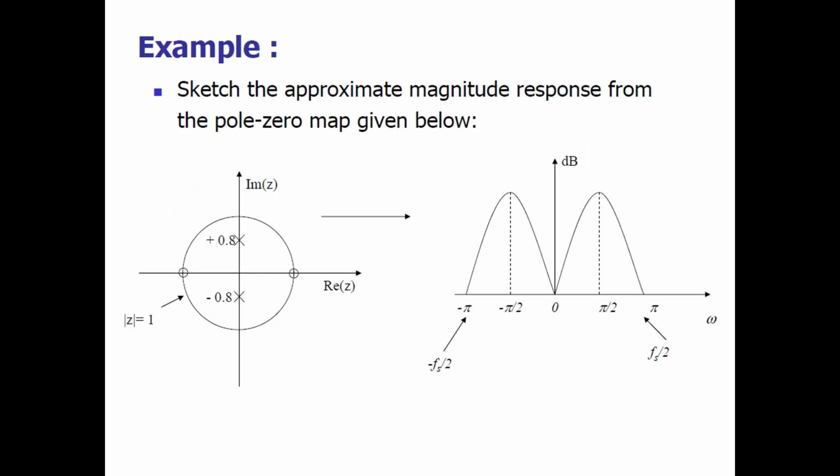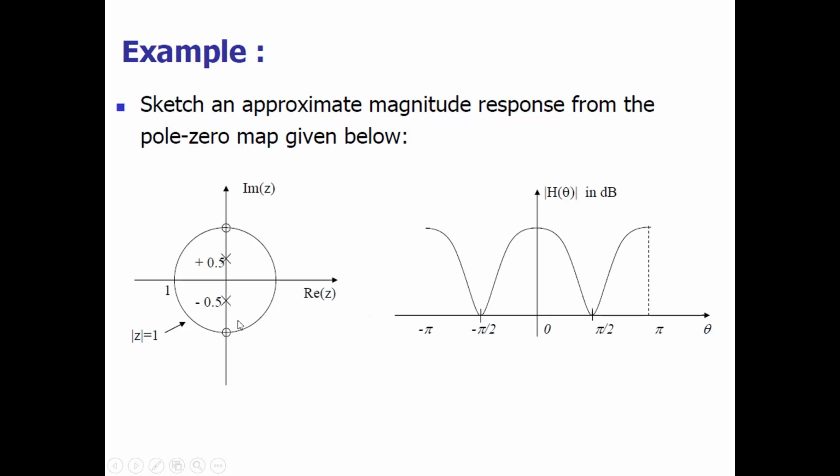Okay. Now, let us try to solve this question. This question says to sketch the approximate magnitude response from this pole zero map. Now, we have a complex conjugate pair of poles at omega equal to pi by 2, right? And two zeros at omega equal to minus pi and pi. So that means it is very sure that at minus pi and pi the magnitude response will be 0. At pi by 2 and minus pi by 2 it will peak. So you will get an approximate response like this. Very clear from the pole zero diagram.